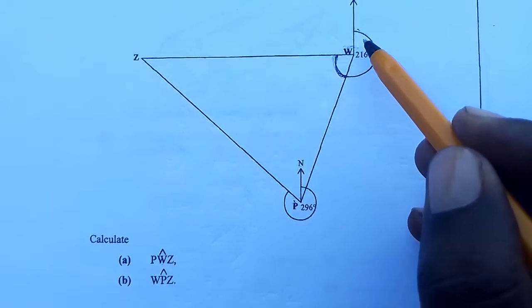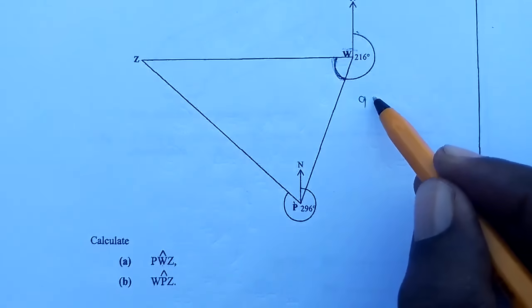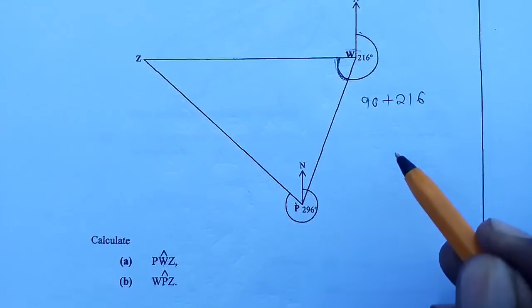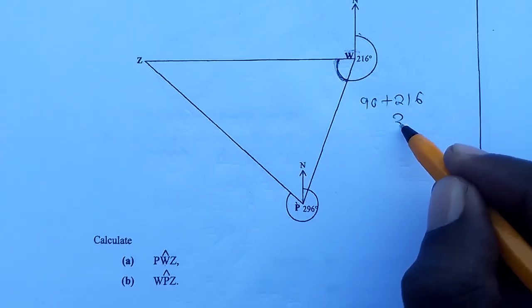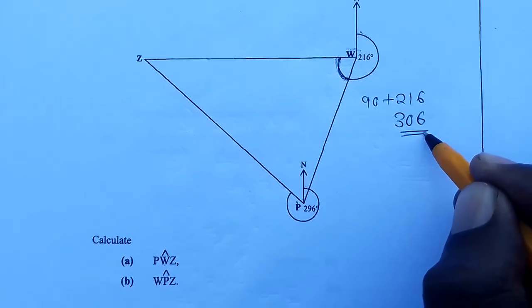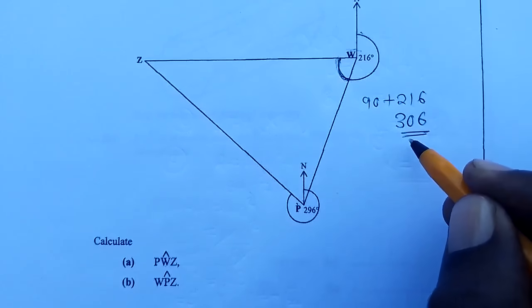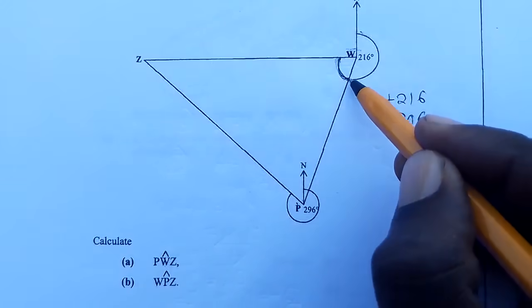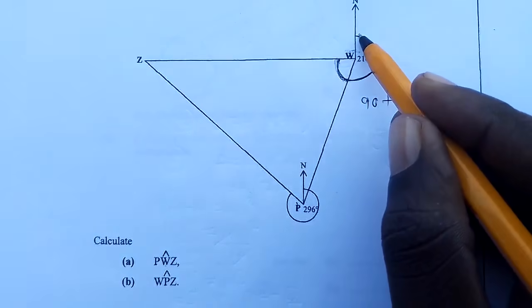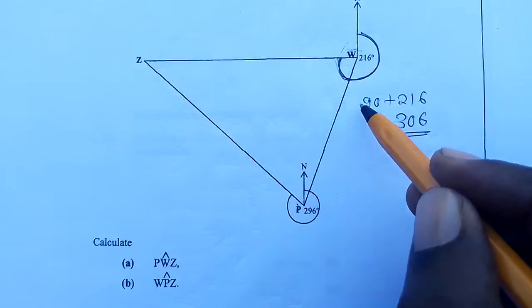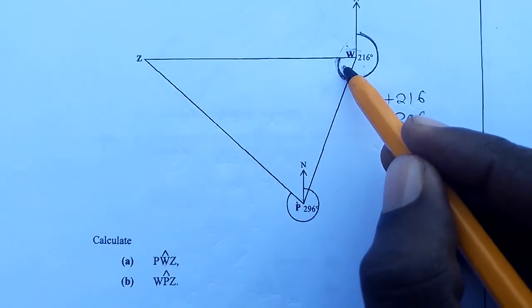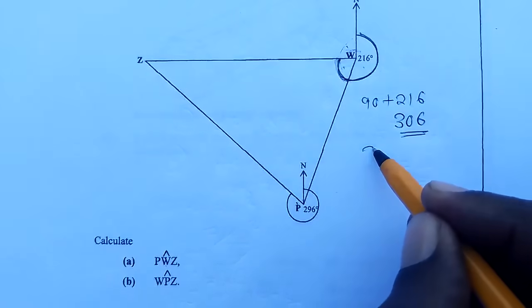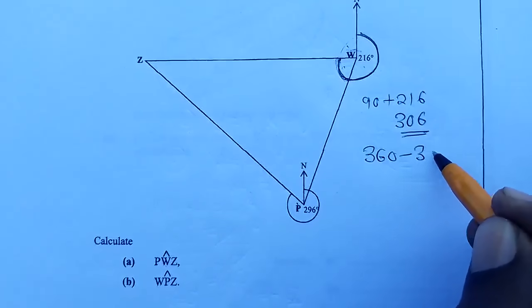So what you are going to do is just say 90 plus 216. What are you getting? When you add 90 plus 216, you are going to get 306. So this 306 is from here. You move from here, you move like that, and you include this part here. Then, to find this part that is here, we just say 360 minus 306.